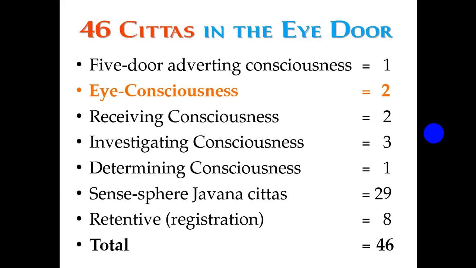I think it is very easy when you know the mind process. When you know the mind process, you don't need to memorize. Just know according to the mind process. We have one mind door or five-door adverting consciousness, two types of eye consciousness, two types of receiving consciousness, three types of investigating consciousness, one determining, 29 sense-sphere javana chetas, and 8 retentive chetas. Actually, we have 11 retentive chetas, but the 3 investigating chetas were already taken earlier, so we count 8. Altogether 46. So you can look at page number 131.